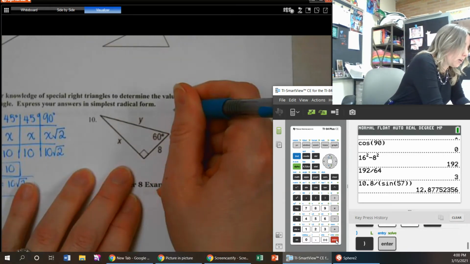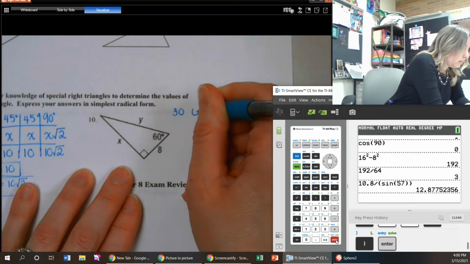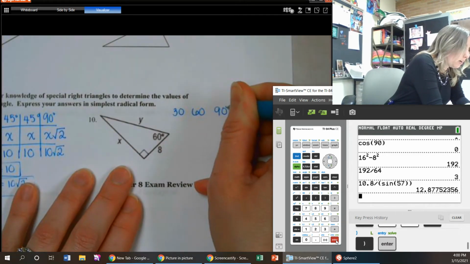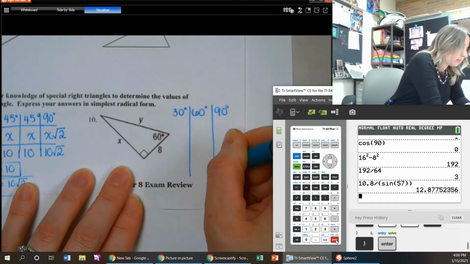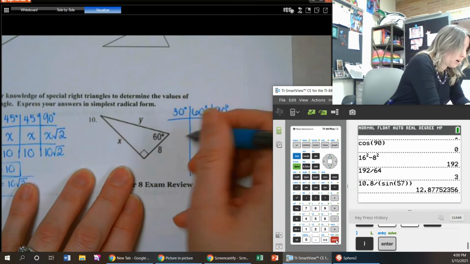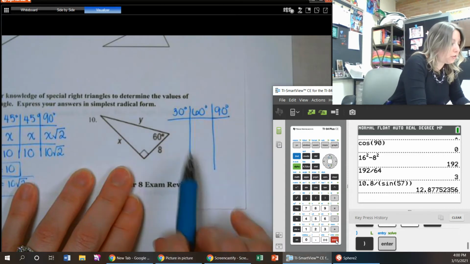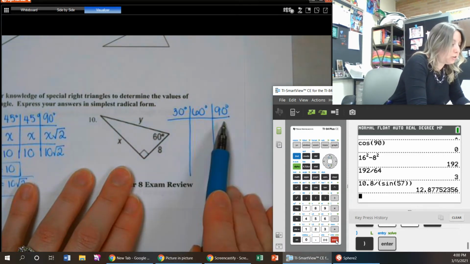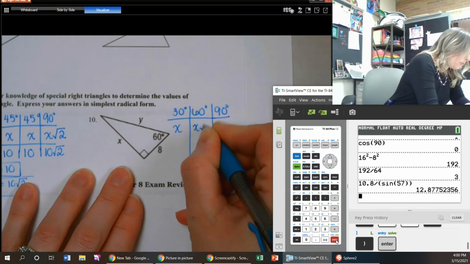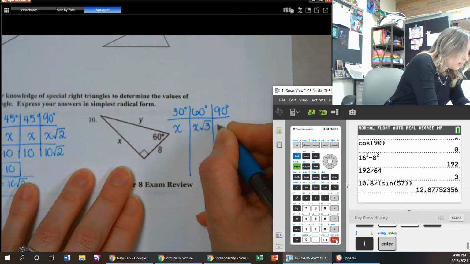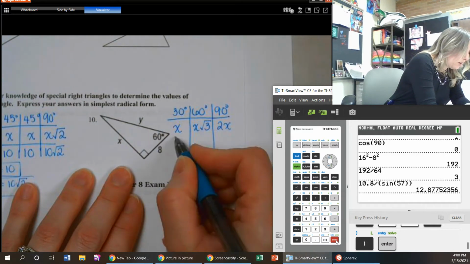Got some room over here for tables. 30, 60, 90. When you have a right triangle and one of the other angles is 60, you know the third angle has to be 30, right? So that's where I'm getting this from. These are in the proportion of 1, radical 3, 2. So we can do x, x radical 3, and 2x, 2 times x.